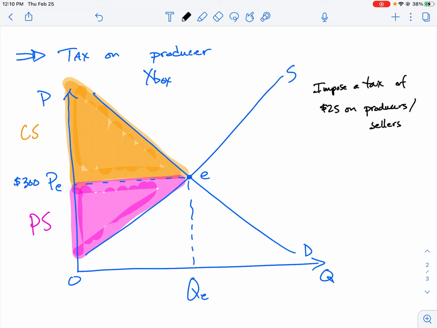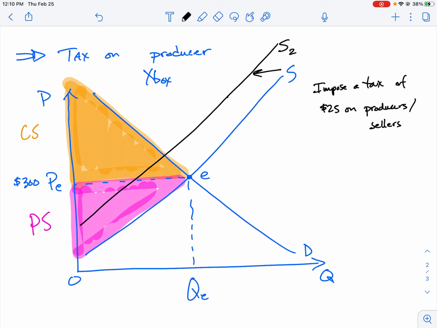So you could think of this as an increase in their costs, right? Because now every time they make and sell an Xbox, they still have all the raw materials, the labor, the overhead, all of the costs that they had before, the marketing, the distribution. And now on top of that, they have to pay a $25 tax. So you can think about this as an increase in their costs. We know from thinking about factors that shift the supply curve, an increase in the cost of production will shift the supply curve to the left.